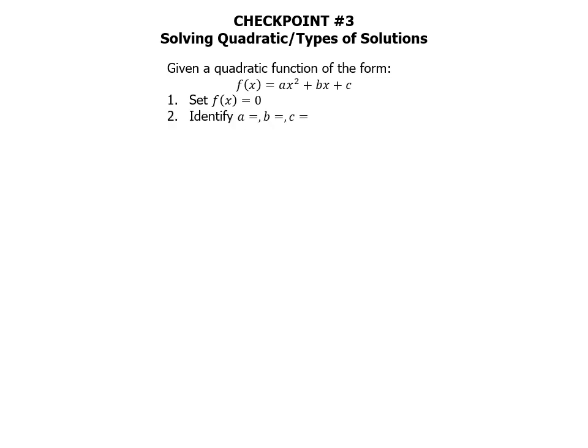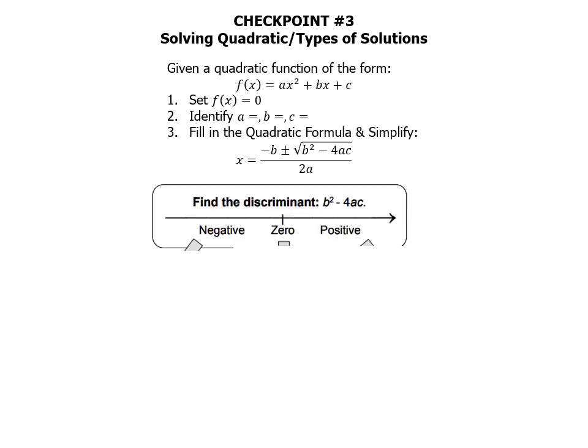We identify the a, the b, and the c, the coefficients of each of the terms, and we fill in the quadratic formula and simplify. We've got 3 possible combinations that could happen. Well, actually 4. First, the discriminant tells us what type of answers we could have. And the discriminant is just what's inside the square root, so the b squared minus 4ac.